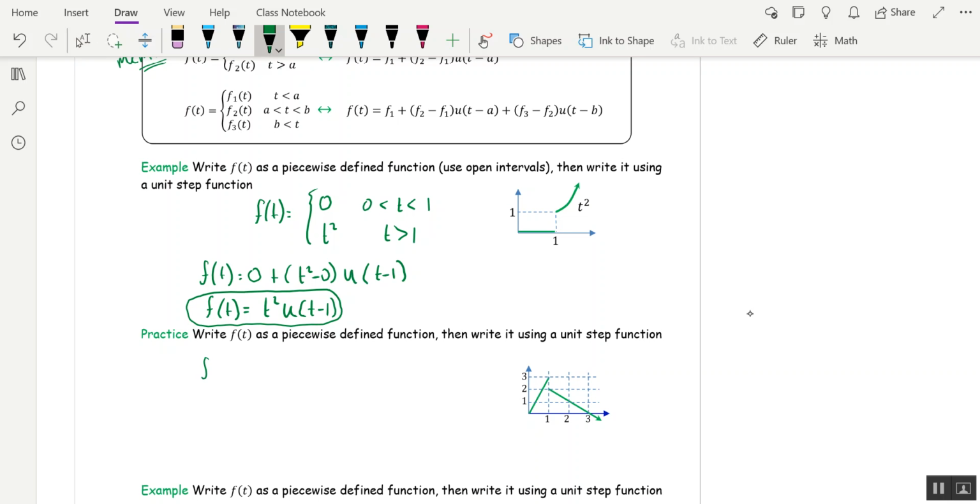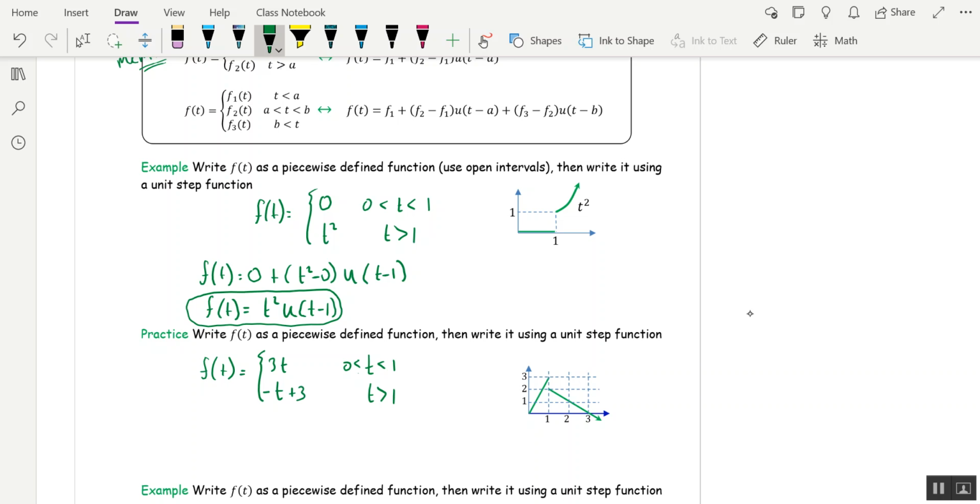Okay, hopefully you did that. f of t is, I'm just going to do this by inspection. For the first part, for t between 0 and 1, we've got a line, and it's got slope 3, and it goes through the origin, so 3t. For the second part, t greater than 1, we've got a line, it's got slope -1, and if I were to continue it on, it would cross the y-axis at 3. So this has slope intercept -t plus 3.